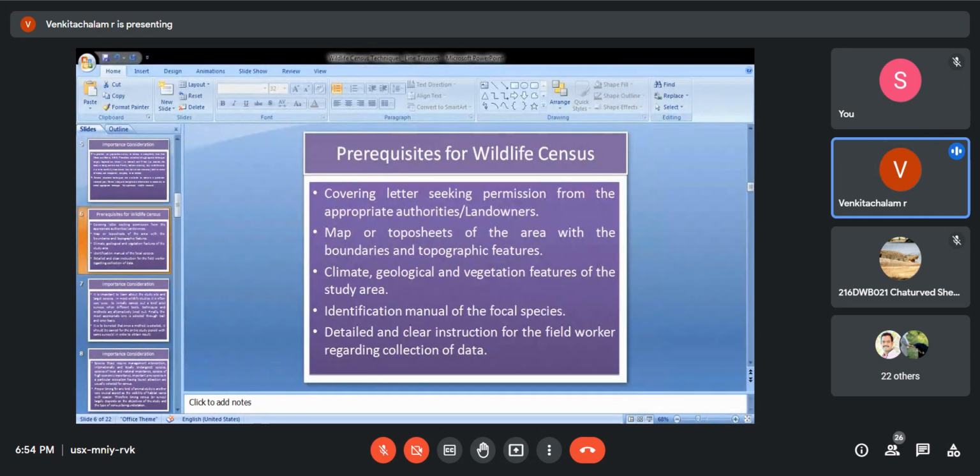And once you collect that data, it may not be available the next day. Today's information is actually history. Detailed and clear instructions for the field worker regarding collection of the data should be given to them.